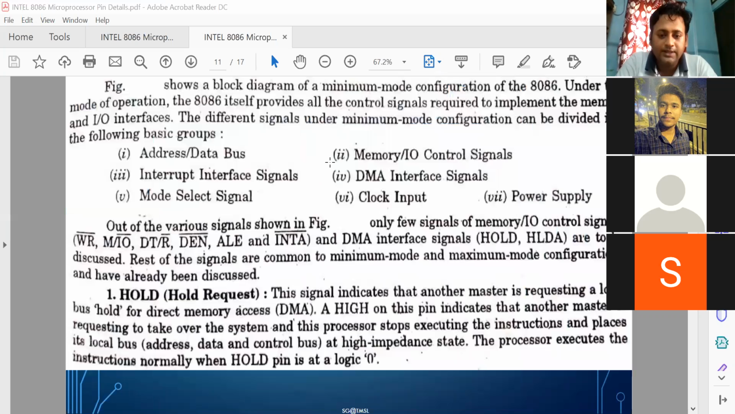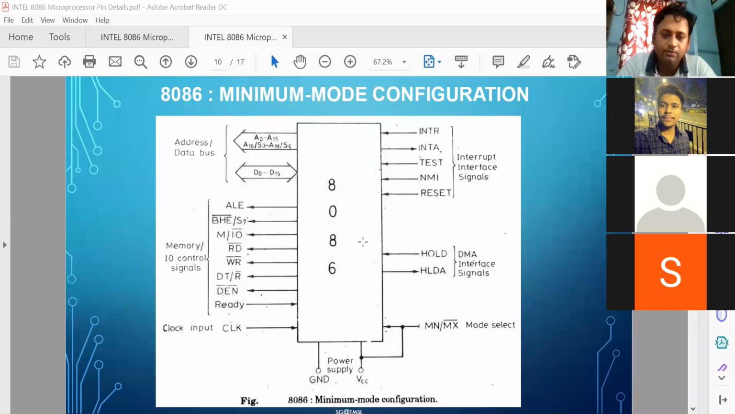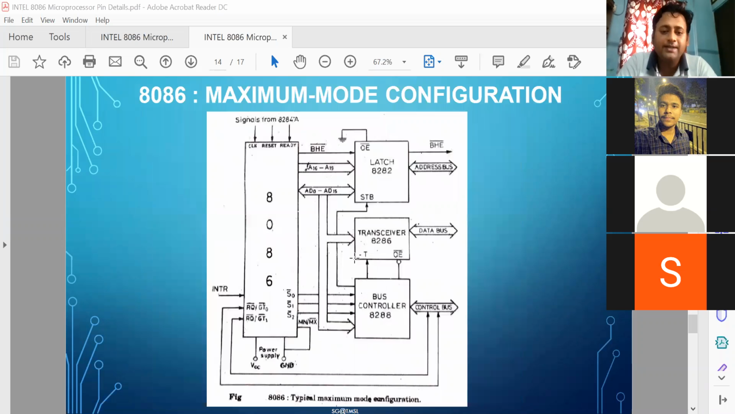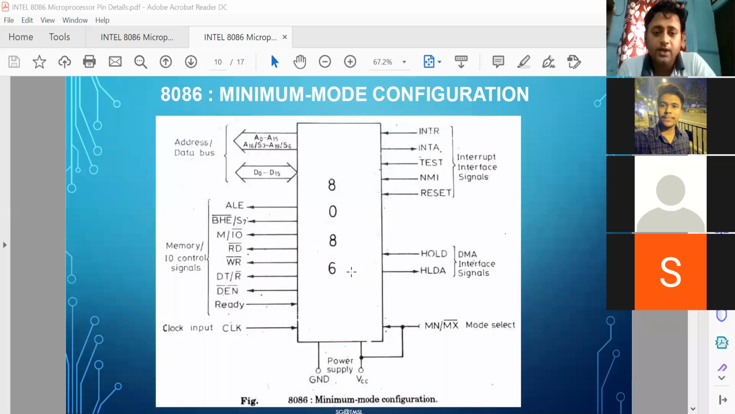Now this is the minimum mode configuration, how the mode will be configured, and this is the maximum mode configuration, how it will be interfaced. I will discuss these two things in the next lecture, how the 8086, latch, transceivers or bus controller can be interfaced to perform the maximum mode and minimum mode configuration. So these two diagrams I will explain in the next class.